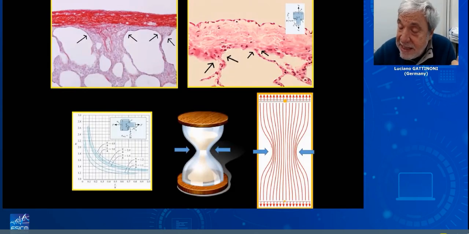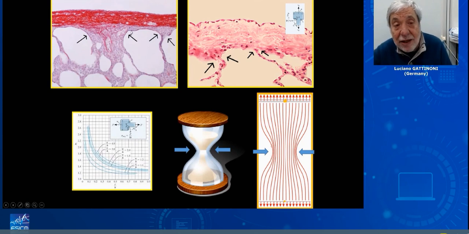And the stress is further complicated by one thing, the stress risers. The stress riser is the concentration of forces in between structures of different elasticity. As an example, this is the pleura, and you start with the alveoli, subpleural alveoli. This is extreme concentration of stress.